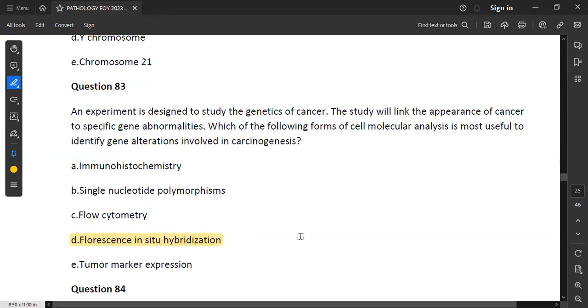B, it's fluorescence in situ hybridization. You remember last time we talked about FISH and we said it's used to localize DNA or RNA sequences in a sample. Use it to find the presence and the location of specific gene abnormalities, basically. If we go to immunohistochemistry, what does it mean?